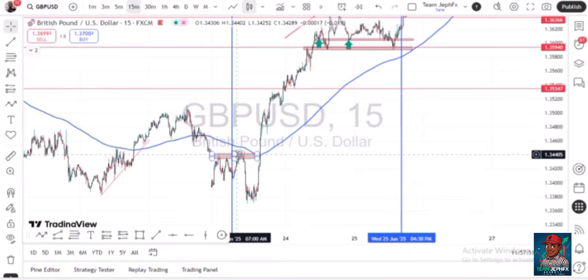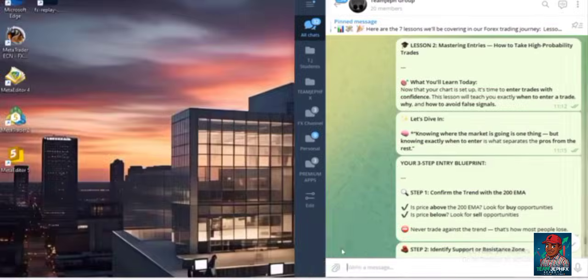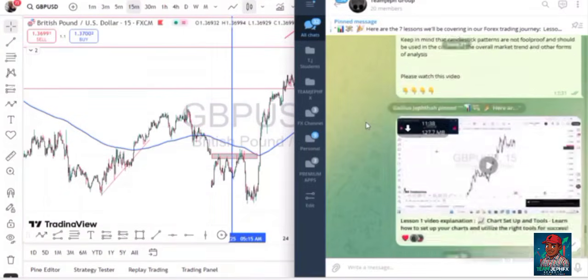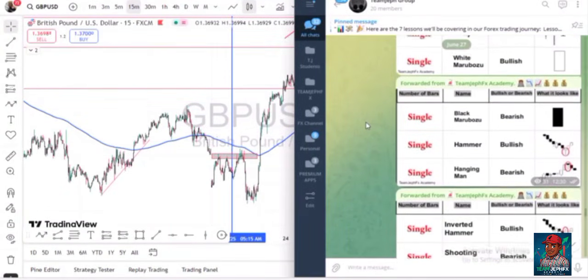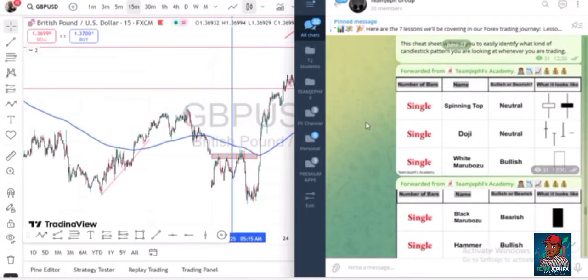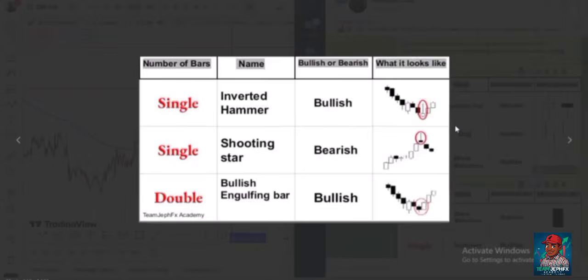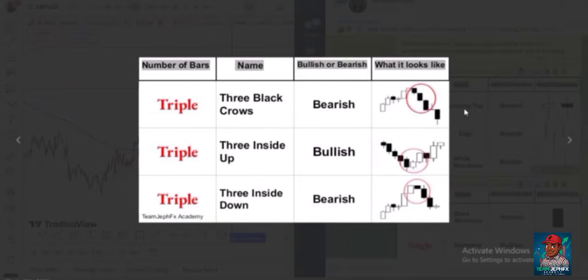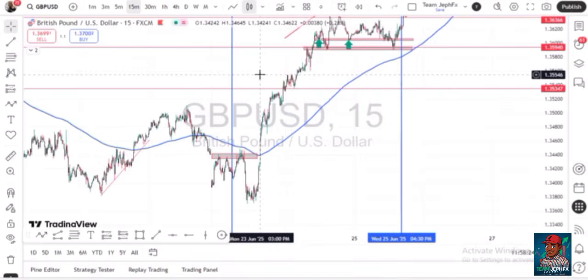Then the third step is for you to wait for a strong entry candle. Those are the candles that I mentioned in the previous lesson. As you can see, I believe you are seeing my chart here. I mentioned all those bars, the bullish engulfing bar, bearish engulfing bar, spinning top, doji, white marubozu. I mentioned all the types of candle formation and what they mean in detail. So that is the next thing you want to do: spot those candles at your zones.